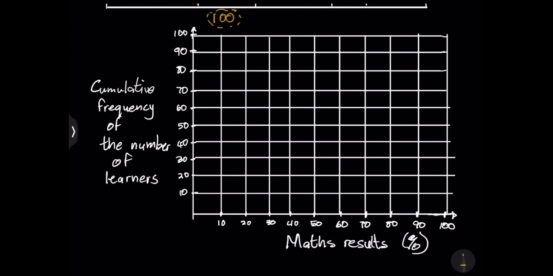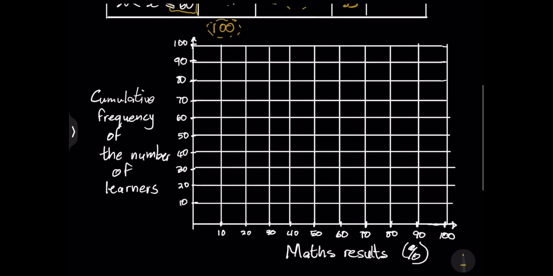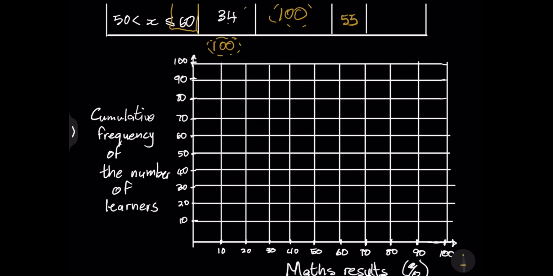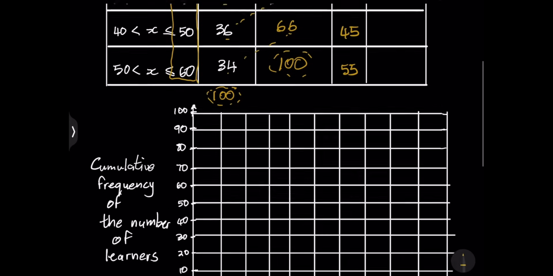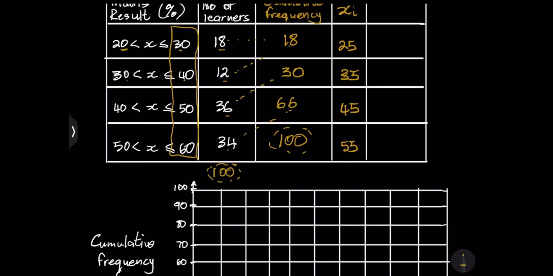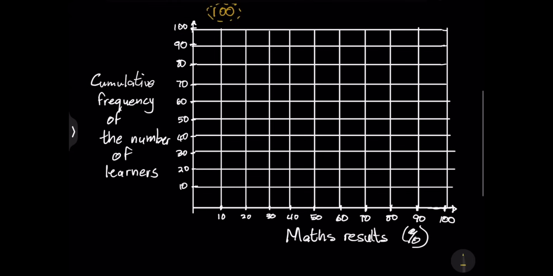Obviously you'll choose a scale, and normally you are given graph paper to draw this on, right? Now, remember I said we'd use our upper bound values. So I'm going to start at 30. The value that corresponds to 30 for the number of learners, or our cumulative frequency, would be 18. So there's my value over there.